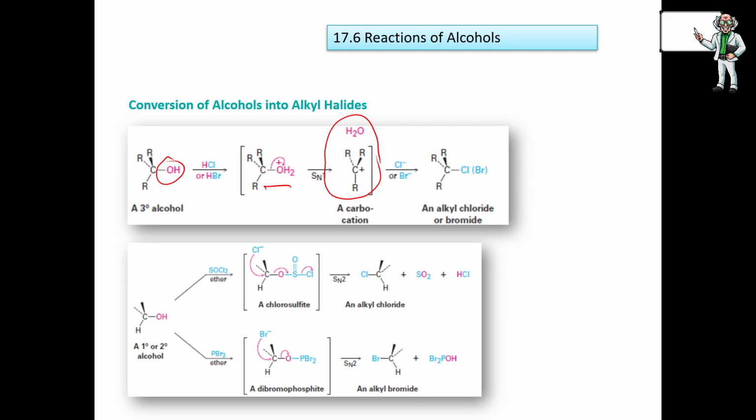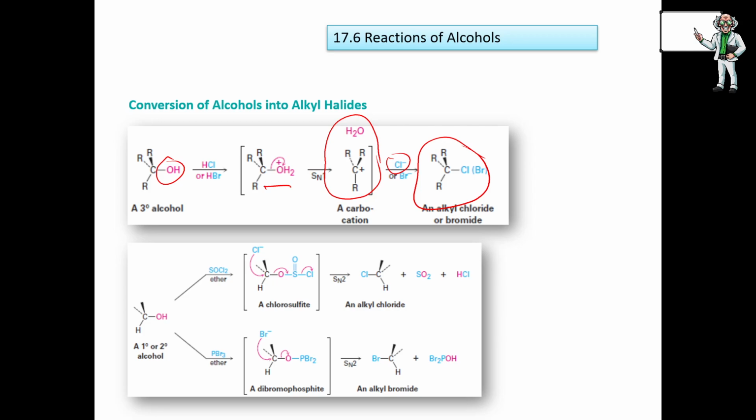Okay? Now you can understand why you need to use a tertiary alcohol, because we have to stabilize this carbocation, and the best stabilization is with tertiary carbons. When we have this carbocation, then the nucleophile, in this case the chloride or the bromide, depending on which acid we use, is attacking, and we form the final tertiary chloride or bromide.